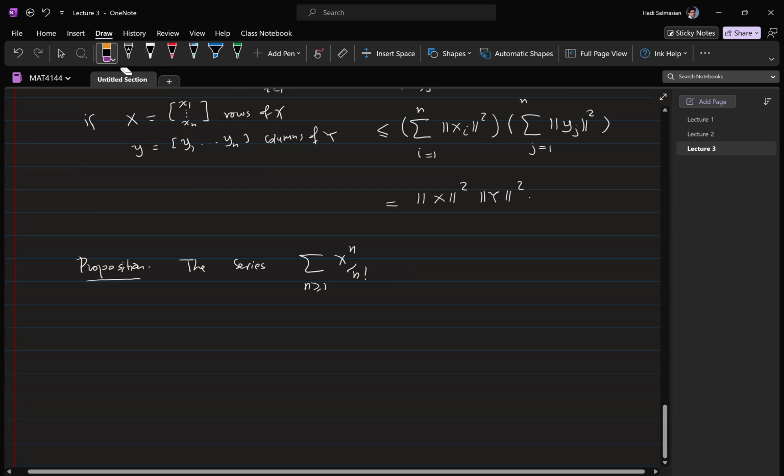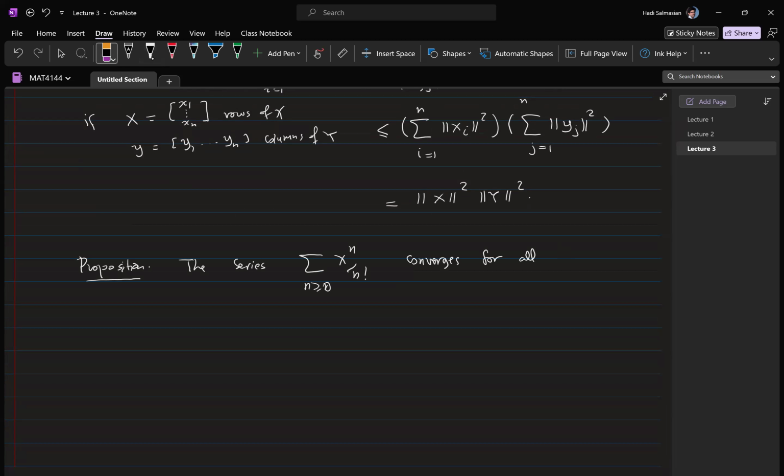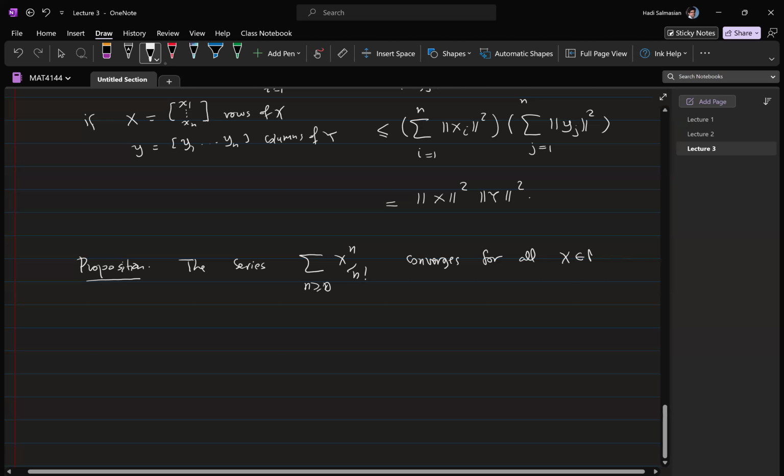So the series converges for all n by n matrices. And the proof is just one line.